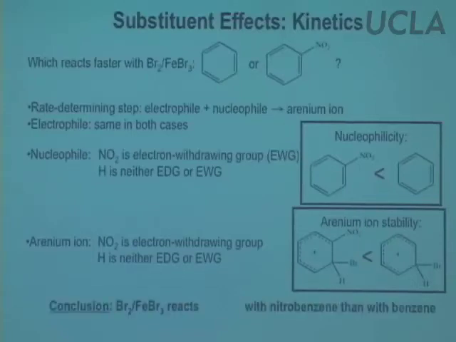So the 2 of those together lead us to the conclusion about the Br2-FeBr3 reaction of nitrobenzene compared with benzene. Is this going to be faster or slower? Slower, because it's a less nucleophilic ring and a less stable carbocation. So therefore, the nitro group is a deactivator. Slows things down.